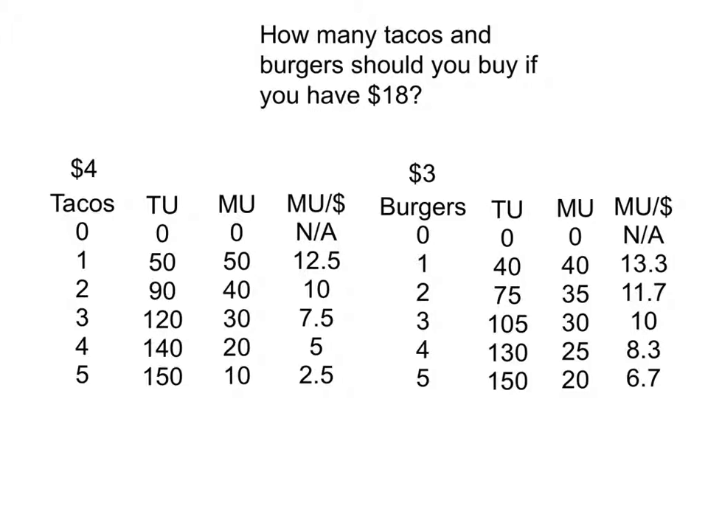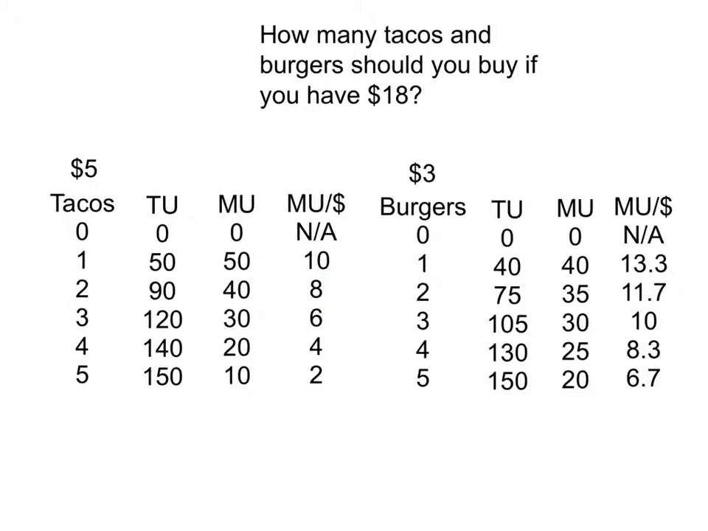In fact, it doesn't matter whether I get 2 tacos and 3 burgers or 3 tacos and 2 burgers. So if tacos are $4, you should buy either 2 or 3 of them. Finally, how many tacos should you buy if tacos cost $5 a piece? Well, our marginal utility per dollar is going to be 50 divided by 5, which is 10, 40 divided by 5, which is 8, 30 divided by 5, which is 6, and so on.